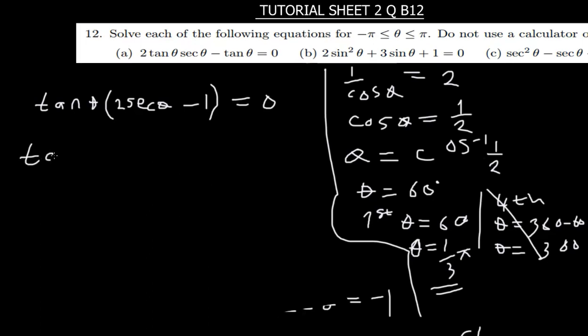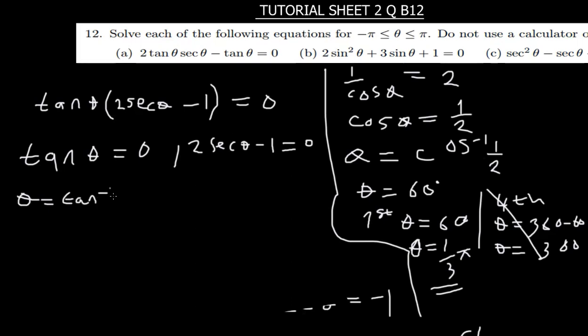So you first take this one, tan theta: either tan theta is equal to 0 or 2 sec theta minus 1 is equal to 0. So you solve these two separately. So tan inverse of 0, you find your theta there. So I'm answering A. You also find it on the other side there. So tan inverse of 0 still gives the same 0. Then you also find your theta this side.